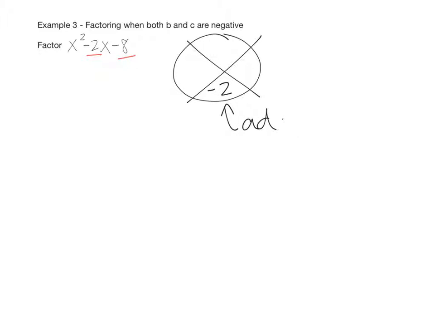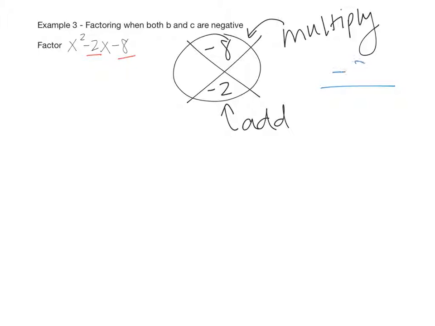We're going to put our negative 2 on the bottom, and we want to figure out what two numbers add to be negative 2, and we're going to put our negative 8 on top. So we figure out those same two numbers that multiply to be negative 8 will add to be negative 2.